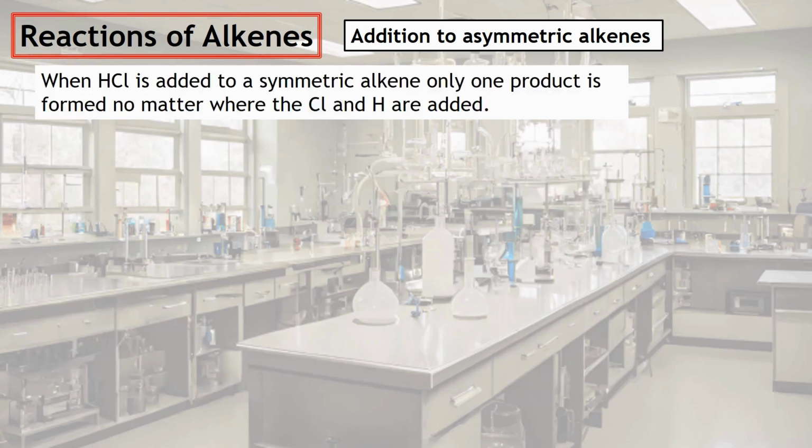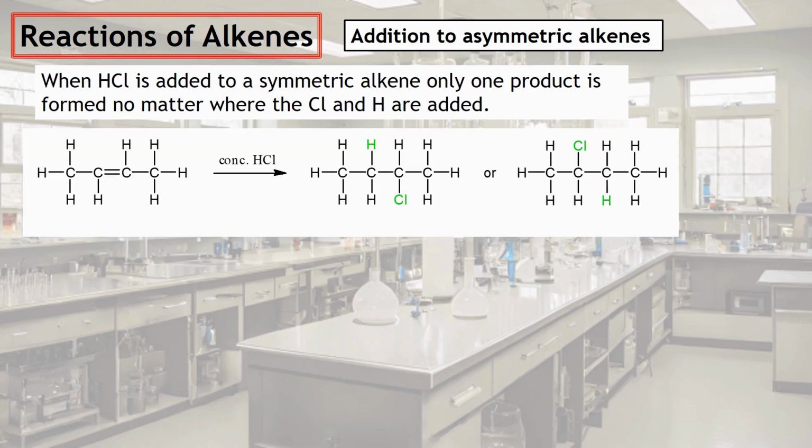So when the HCl is added to a symmetric, let's have a look at this. Here is a symmetric alkene. We can either add the hydrogen to the left carbon of the double bond, or we can add the hydrogen to the right carbon of the double bond, and we add the chlorine to the respective other side.